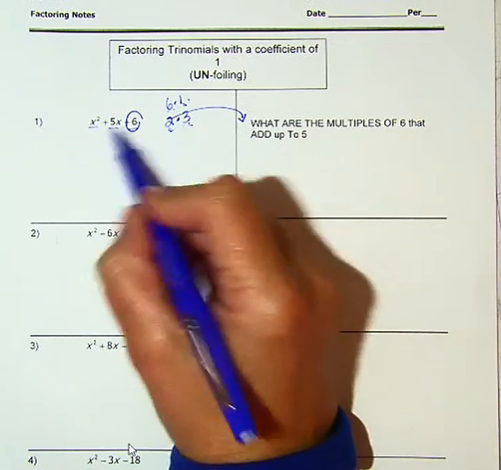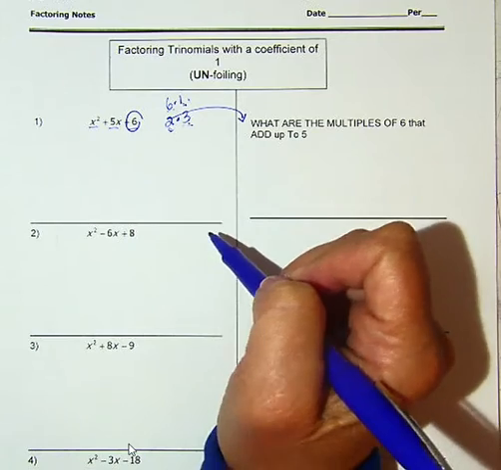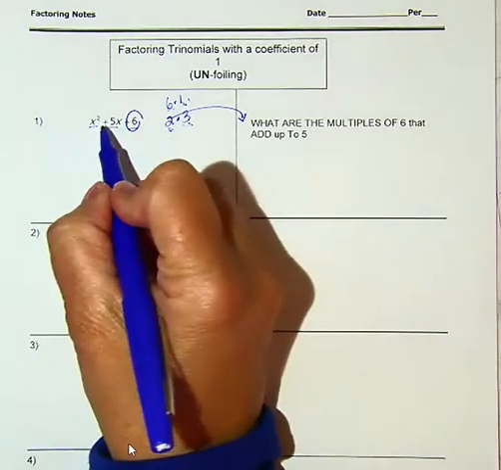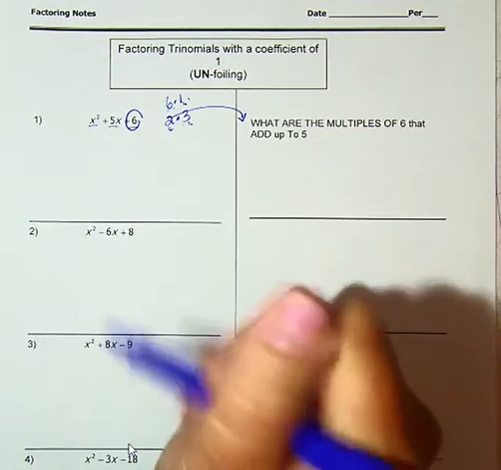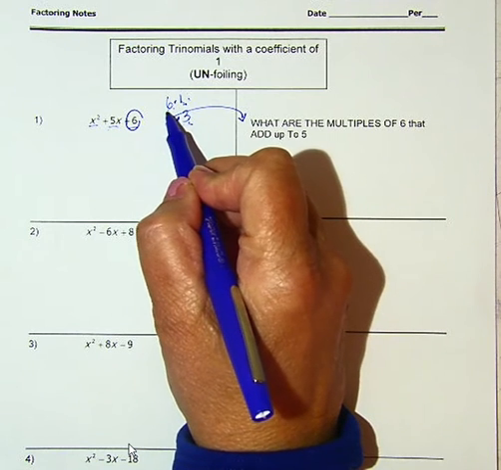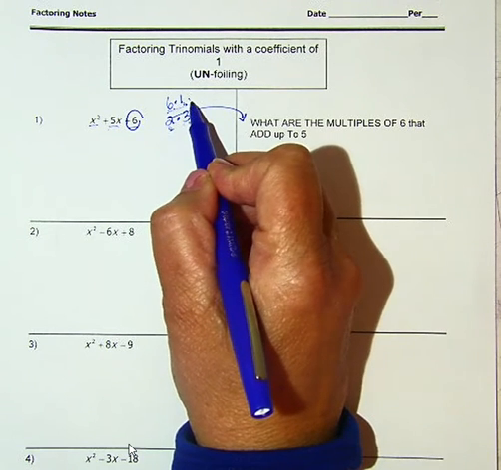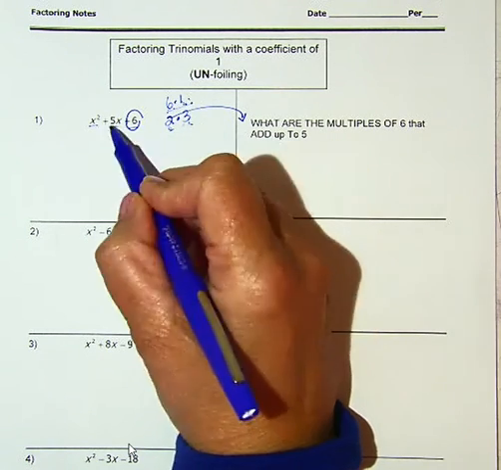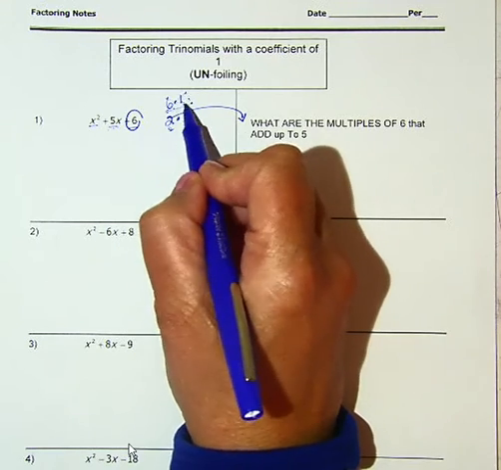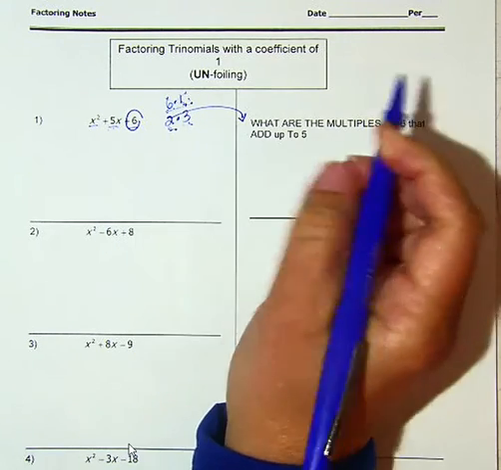So we have to decide, are we going to use 6 and 1 or are we going to use 3 and 2? Because both of these are positive, we can look and say we have to have both of these be positive. So if I just did 6 plus 1, I would get 7. So this would have to be a 7. So I'm not going to use those two numbers. I'm going to use my 2 and 3.